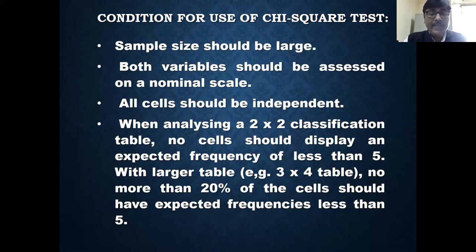All cells should be independent. And when analyzing a 2x2 classification table, no cell should display an expected frequency of less than 5.